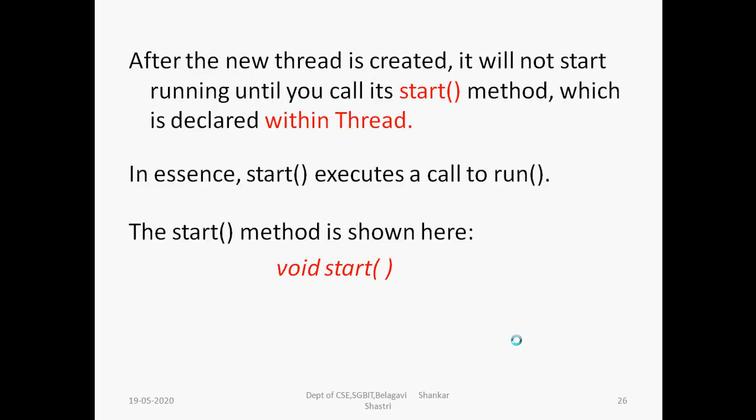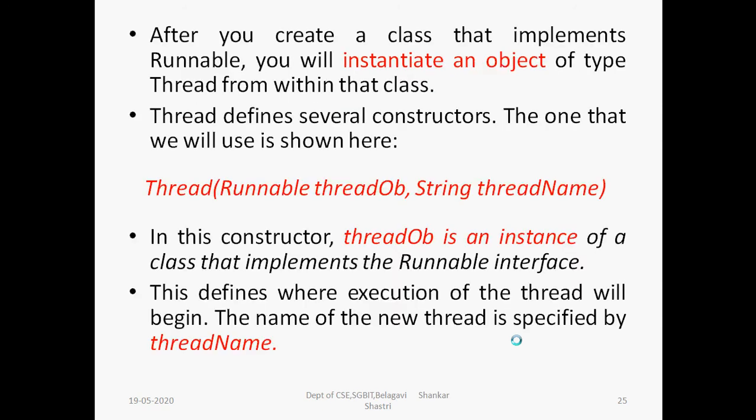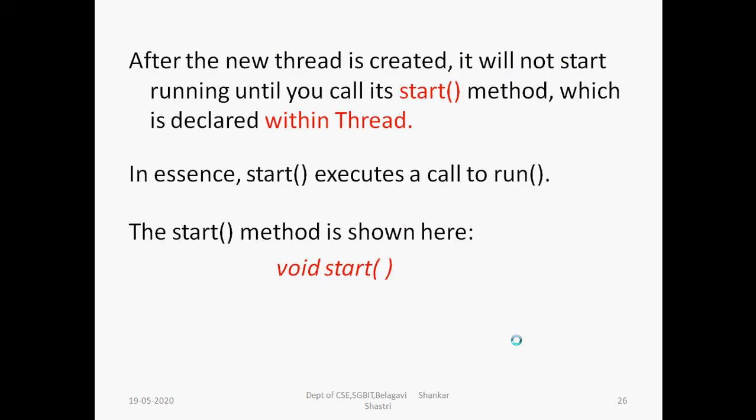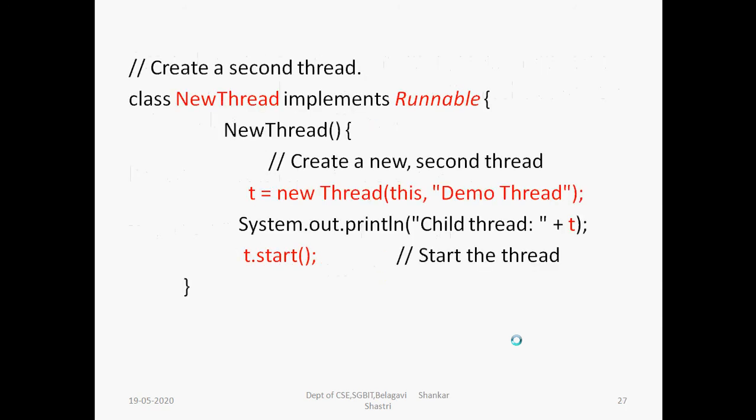After the new thread is created, it will not start until you call the start function. Once you call the start function, it calls the run method. In the program we have used run, but run is started with the help of the start method. That start method is also a part of the Thread class. The start function executes a call to the run method. Its syntax is shown here: void start, so it doesn't return any value.